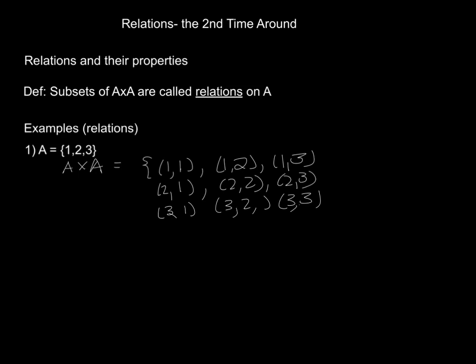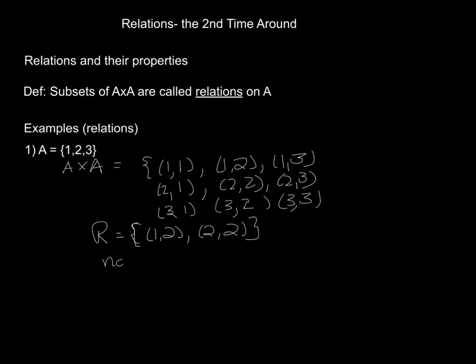So there should be a comma, and this should not be there. So this is A cross A. Now our relation is any subset of A cross A. So I could define the relation {(1,2), (2,2)}. And again, this is just arbitrary. I could choose any of the elements and say it's a relation.